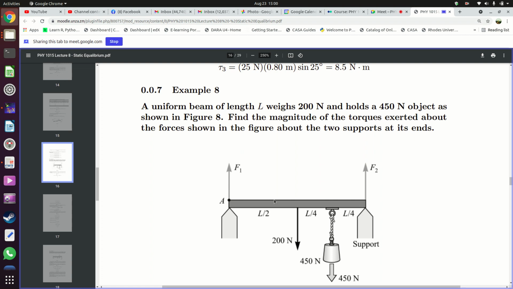So the good choice of pivot is either this point A or this other end here. Why do we say that's a good choice? Because if we choose this to be the pivot, then we don't have to worry about this one, because it will not produce any torque. If we choose this one to be the pivot, then we don't have to worry about this, because any force passing through the pivot does not produce any torque. Are we clear?